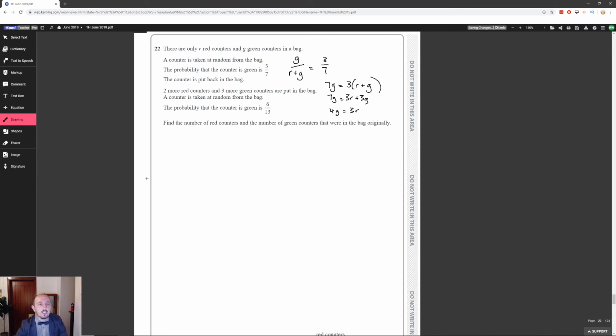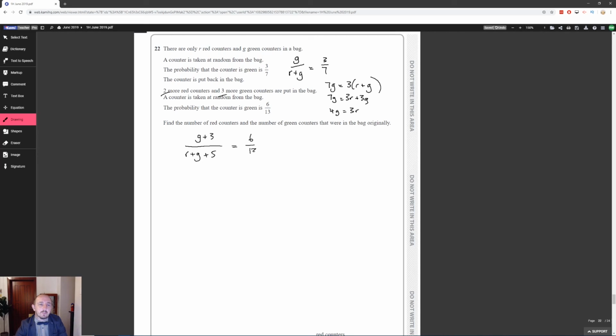2 more red counters and 3 more green counters are put in, then we get the probability that the counter is green again. So the probability of getting a green this time is going to be green plus 3, because the green is the original number that we had, so we have to add 3 to that. And that's divided by the new total, which is the red plus the green plus the 2 more red plus the 3 more green. So that's another 5, like that.